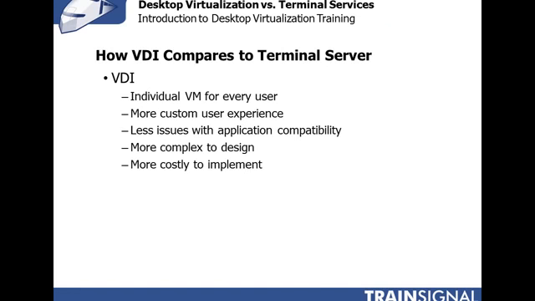So now let's talk about how VDI compares to terminal server or RDS. With VDI, every user gets their own individual virtual machine. So they have a full virtual machine. It's like having their own computer, but a virtual computer. They get a more custom user experience. Maybe they can change their own desktop, and maybe they could even install applications if you give them permission. They have fewer issues with application compatibility because they have their own set of applications. They're not trying to share applications with other users.